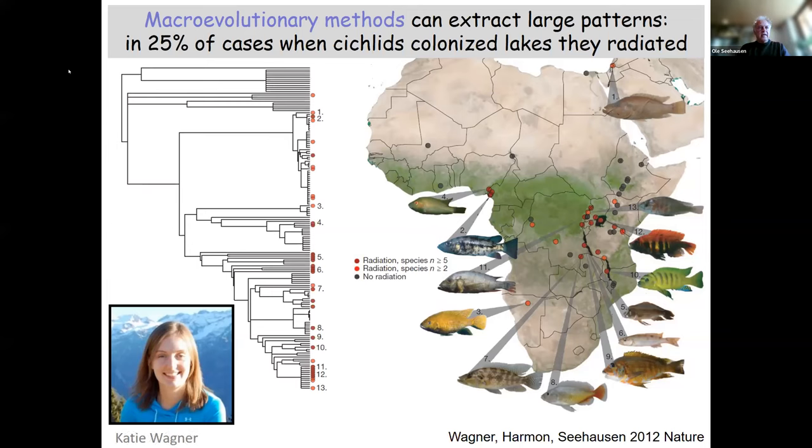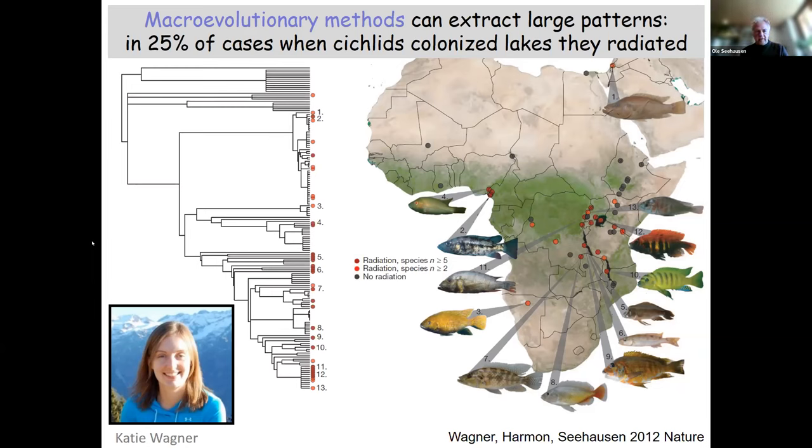All right. So on the one hand, we started several years ago, now more than 10 years ago, to use macroevolutionary methods to understand what predicts these diversification events. And this works reasonably well to extract large patterns.